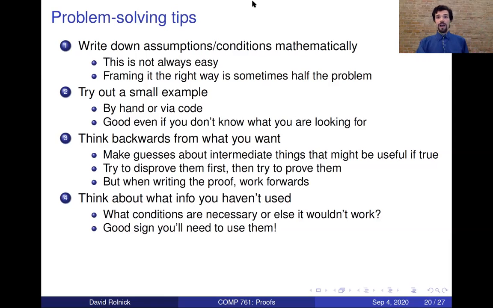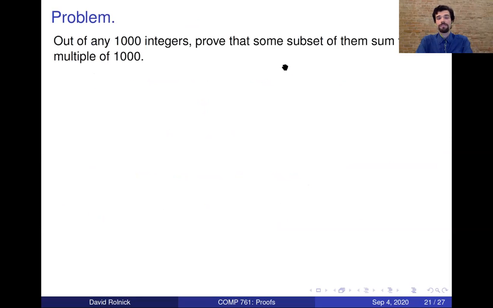Okay. So those are some tips in general for thinking about solutions and how to get there. Let's take a look at a problem. Out of any 1,000 integers, so that's whole numbers, prove that some subset of them sum to a multiple of 1,000. Let's think about this. I'll give you a couple of minutes. Don't post anything yet.